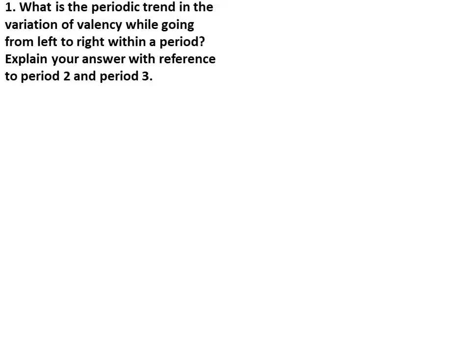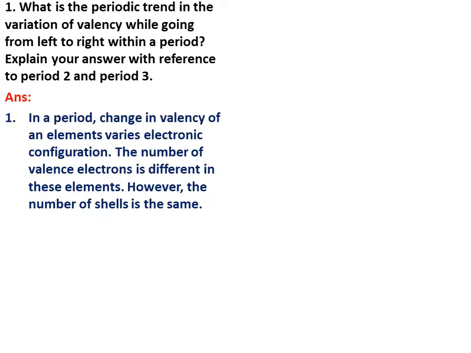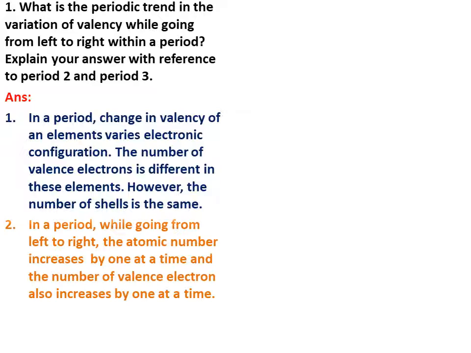Now we are discussing some questions. What is the periodic trend in the variation of valency while going from left to right within a period? Explain your answer with reference to period 2 and period 3. In a period, the change in valency of elements varies with electronic configuration. The number of valence electrons is different in these elements. However, the number of shells is the same.